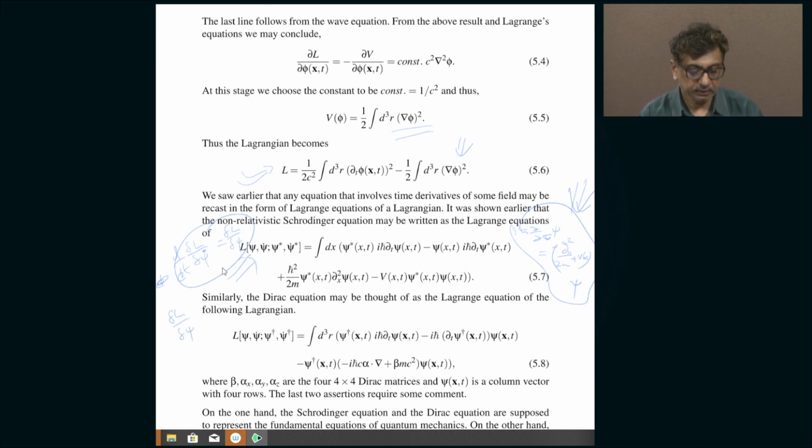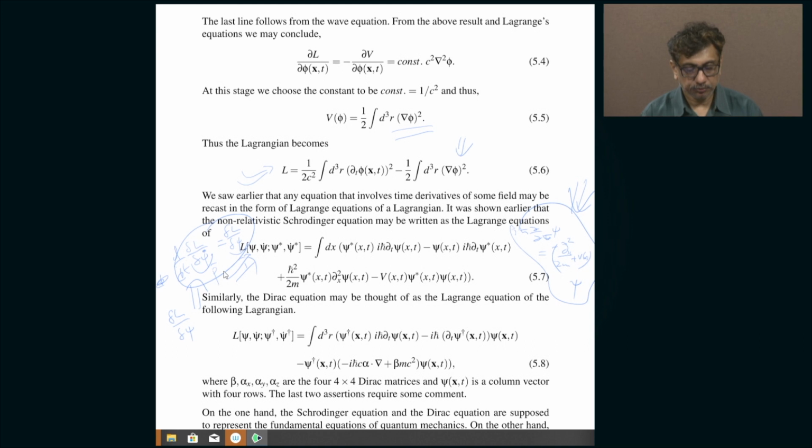You find the generalized momentum, which is dL by d psi dot, where psi is your generalized coordinate, and then you take the time derivative and you equate it to the generalized force, which is dL by d psi. So, rate of change of generalized momentum is equal to generalized force. That is what the Lagrange equation says. This is generalized momentum, this is generalized force. That is pretty much Newton's second law in disguise.